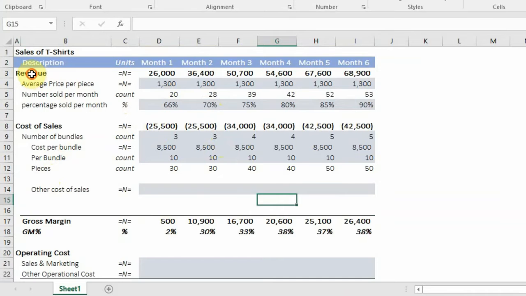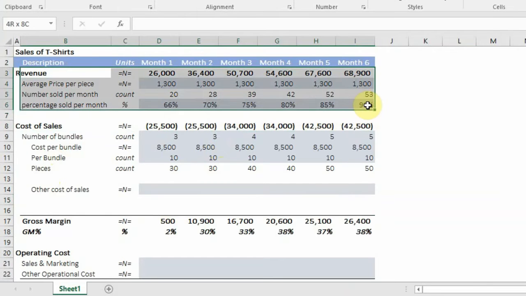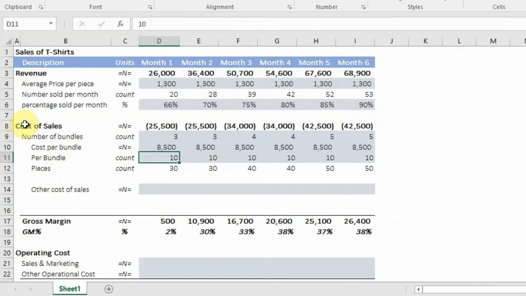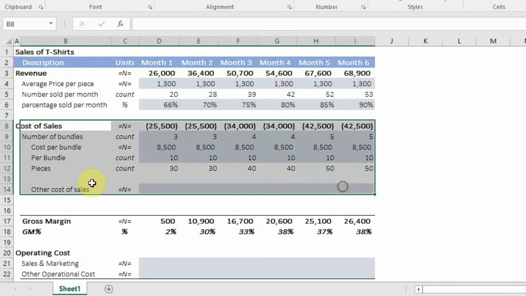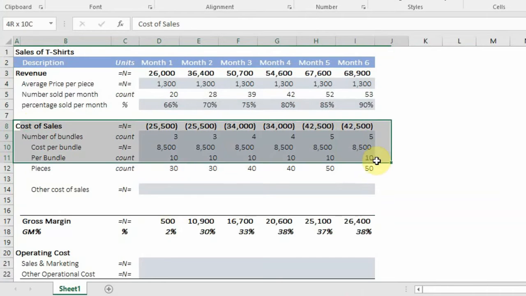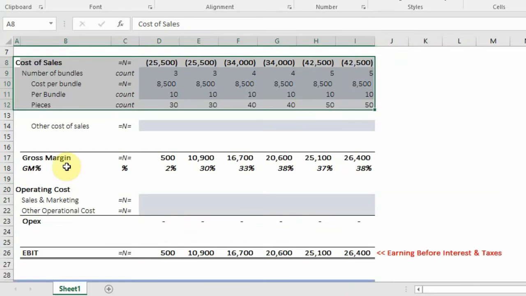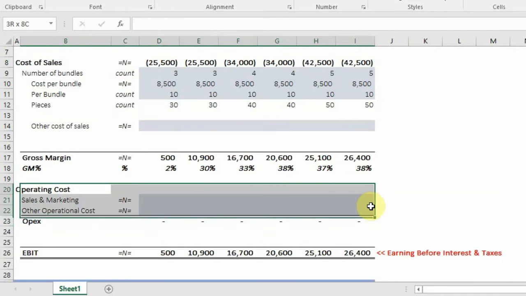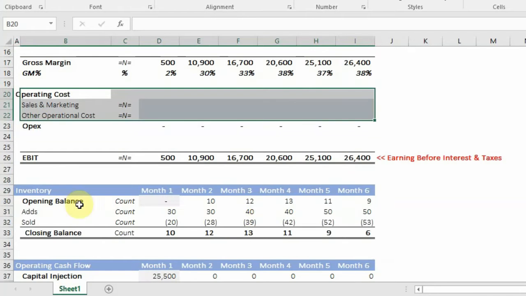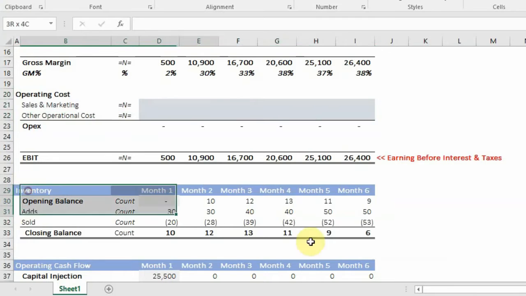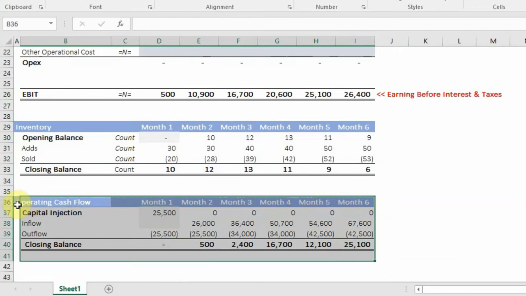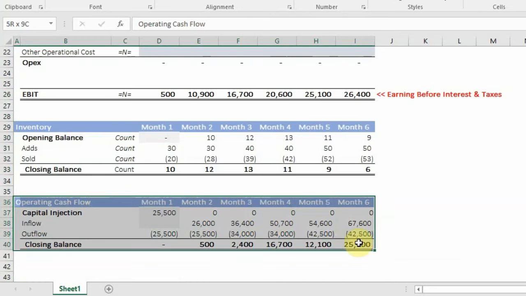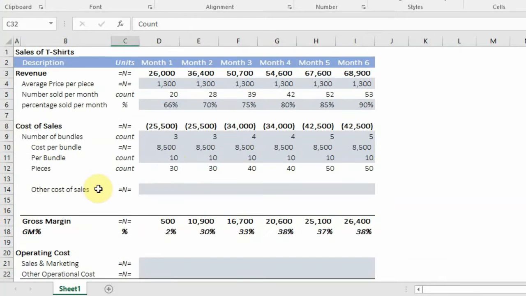So here I have a revenue module, a cost of sales module, and an operating cost OPEX module, and we have inventory and cash flow. Funny how 20,000 can bring about all of this, but yes, here it is.